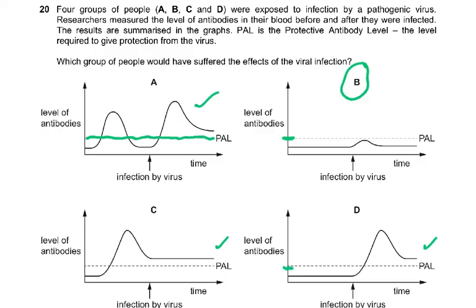So all of them reach the antibody level above the PAL, but this was the only one which was less than the PAL. So this is the answer to it. They would have suffered the effects of the viral infection because they didn't have the antibodies to protect them against the infection. So the answer is B.